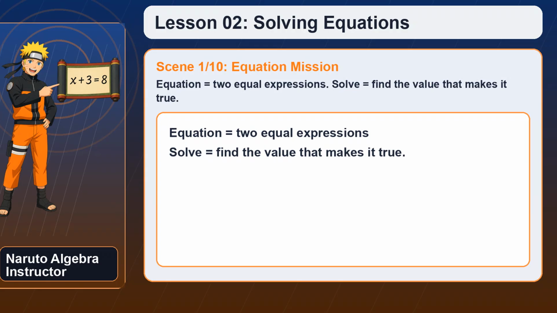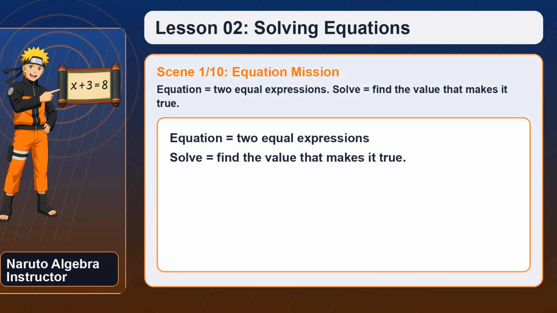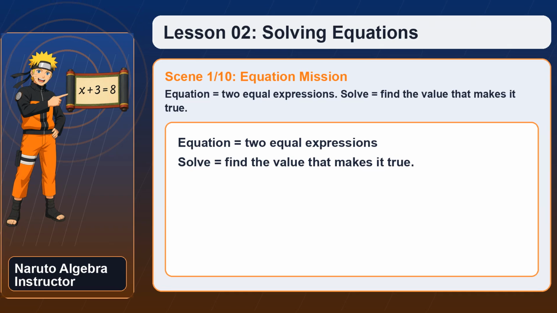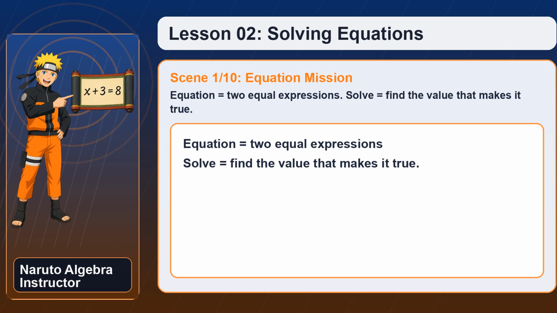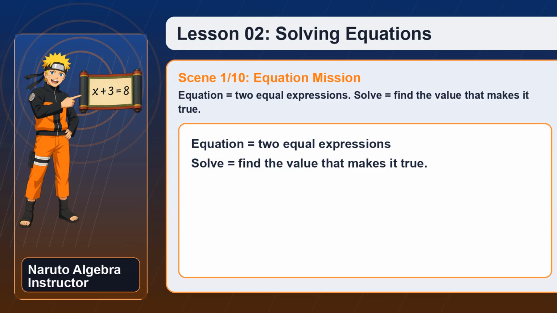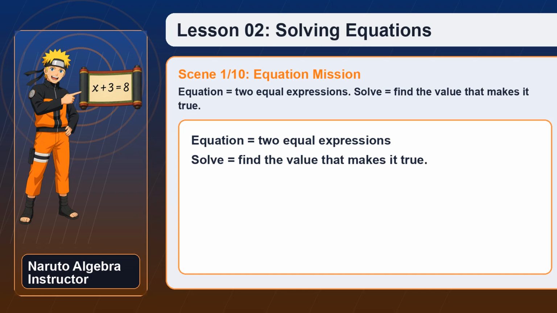By the end of this lesson, you'll understand the key ideas behind this topic and how they work together in algebra. An equation is like a balance challenge. Both sides must have the same value. Solving means finding the value that makes the balance true. The secret move is simple: whatever we do to one side, we do to the other side too.